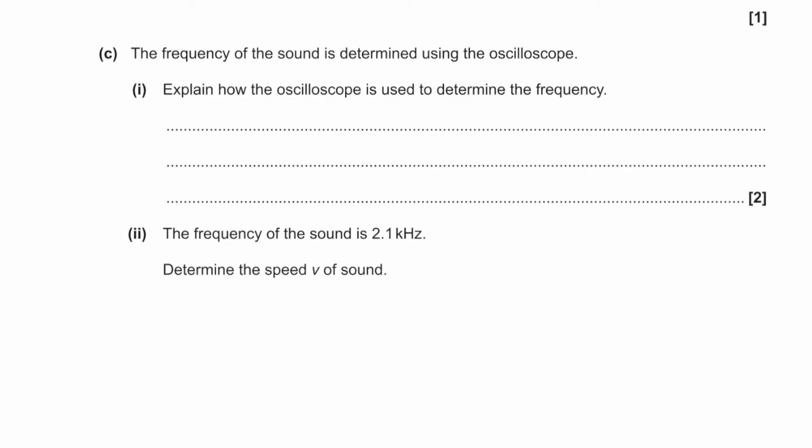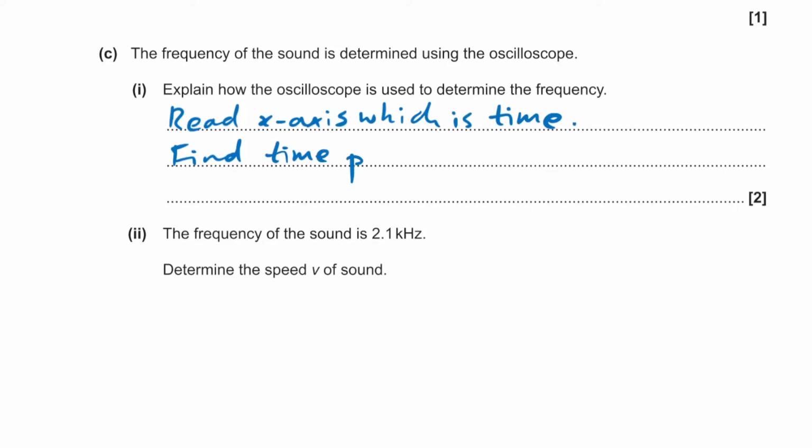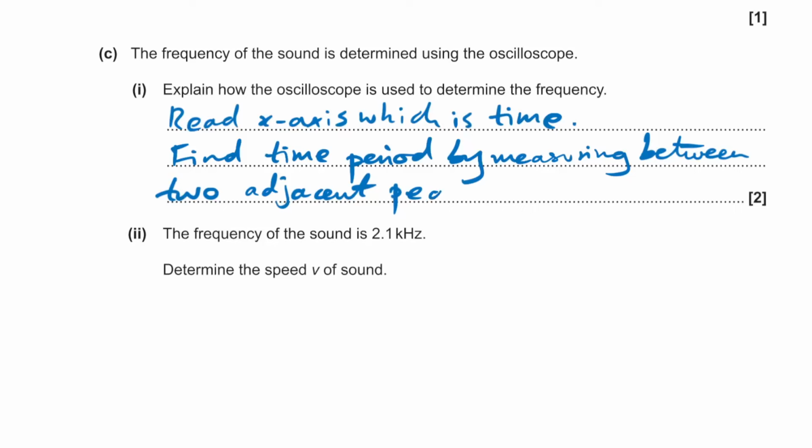C, the frequency of the sound is determined using the oscilloscope. Explain how the oscilloscope is used to determine the frequency. So we read the x-axis, which is time. What we do is find the time period by measuring between two adjacent peaks. 2 marks?